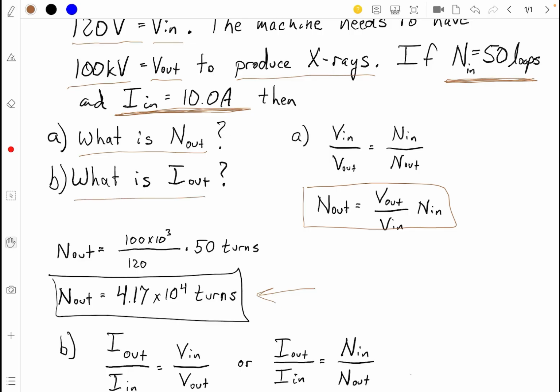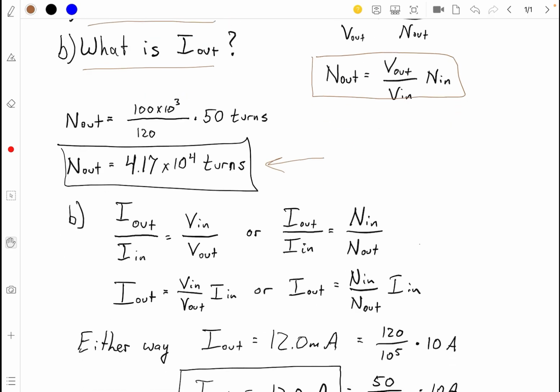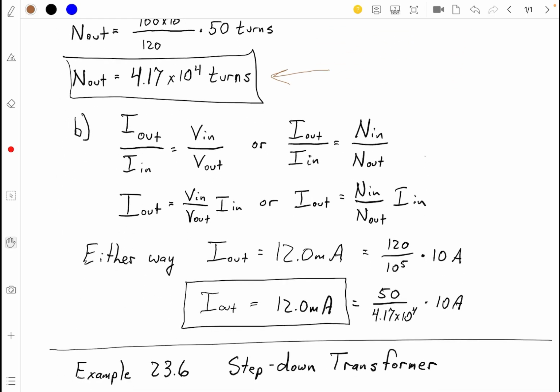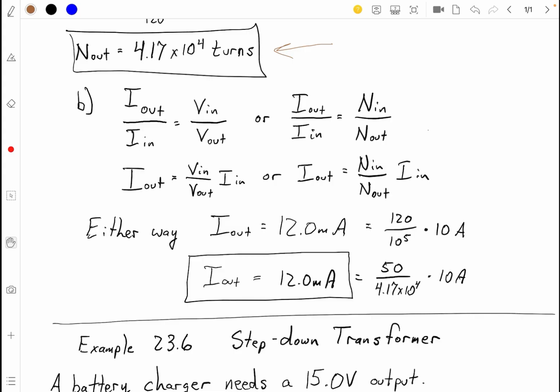But what is the current out? All right, so that's a good question. We could use either one of those equations to do it. And either way, you're going to come out with this answer. This way, I think, is the number of, no, that's the volts, 120 volts in, 100,000 volts out at 10 amps.